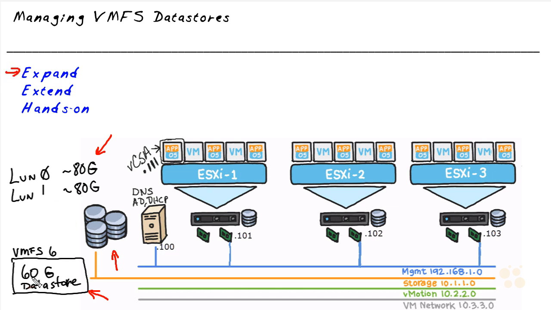For example, we could take this 60 gig data store and expand it to use all the rest of that space. So that would change this from about a 60 gig data store to an 80 gig data store. And if that's not big enough, we could also extend the data store across another LUN. So if we wanted to, we could say, you know what, we want to increase the size of the data store, and we want to start using LUN 1, either a portion of it or all of it, to continue to grow the data store. So I'd like to walk you through the process of exactly how to expand and extend the data store.